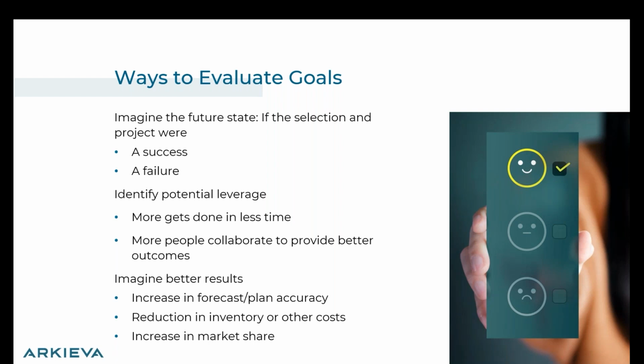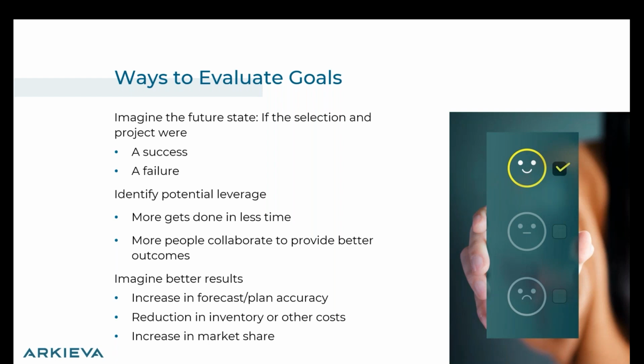Similarly, another mental model will be to think about leverage. So maybe the goal of this project can be, I want to do more in less time. So I want things faster. I want to leverage my data. So I might want to be more data driven. I might want to collaborate with more people. Today, my Excel spreadsheet is limited to the demand planner, but maybe I want input from salespeople. So I want to collaborate because that I believe will give me better outcomes. So we can think mentally in terms of the leverage that this project and this software selection can provide me.